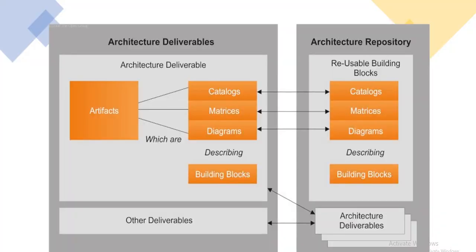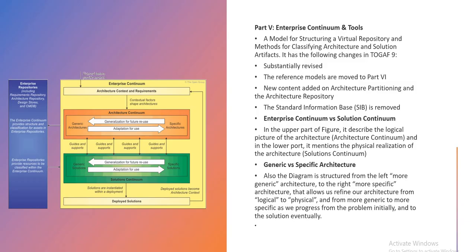Now we continue with the architecture deliverables and how they will be produced. Artifacts are in terms of catalogs, matrices and diagrams, and how you represent them. The artifacts repository holds the reusable building blocks, which describe what you have represented diagrammatically. Those are the other deliverables we are tracking.